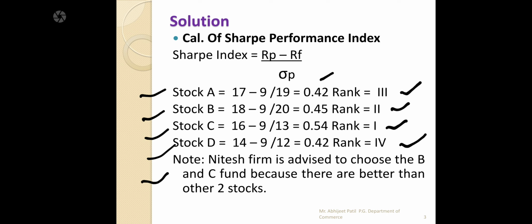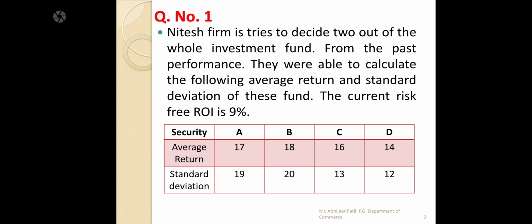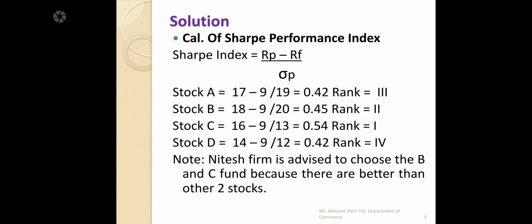Ultimately you should write the note that Nitesh's firm is advised to choose stocks B and C because they have better returns than the other 2 stocks. Nitesh wants to select only 2 out of the whole investment, out of A, B, C, D. So based upon the returns, he has to select stock C and stock B.